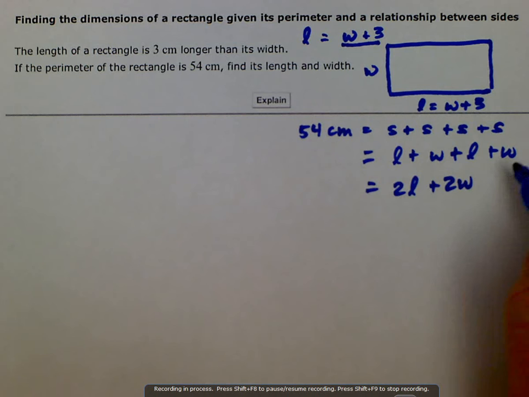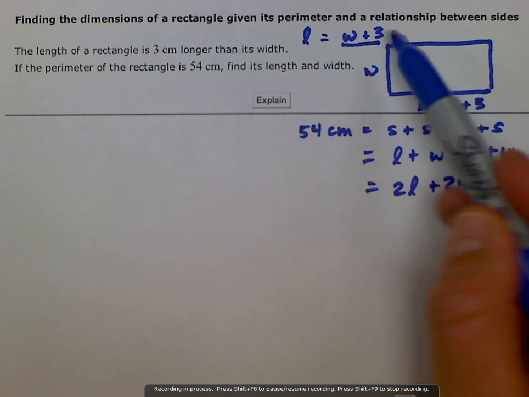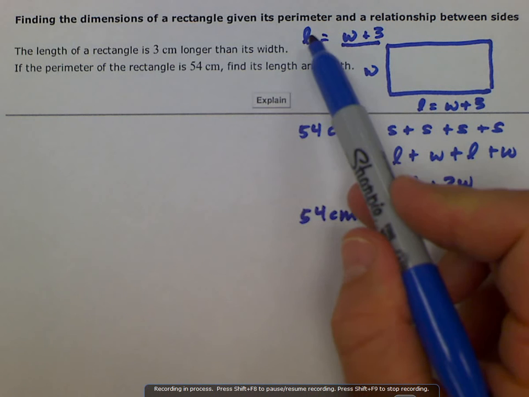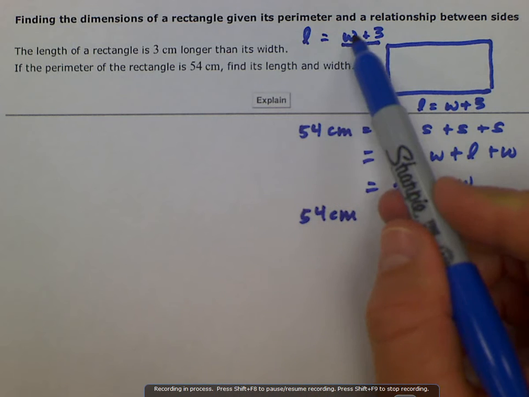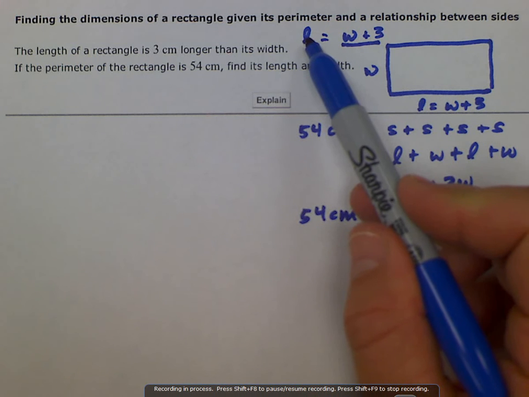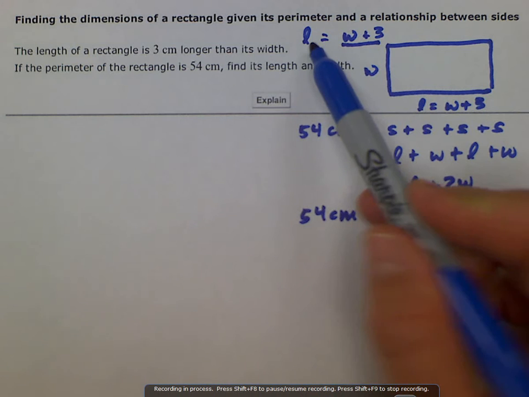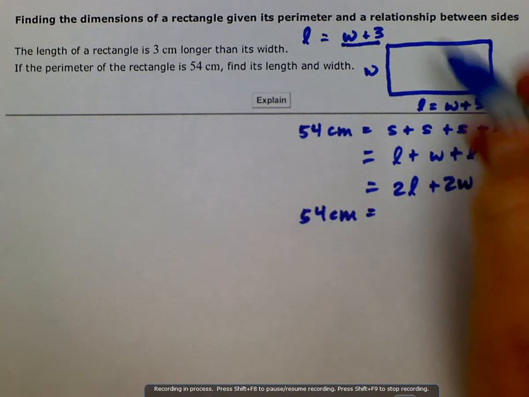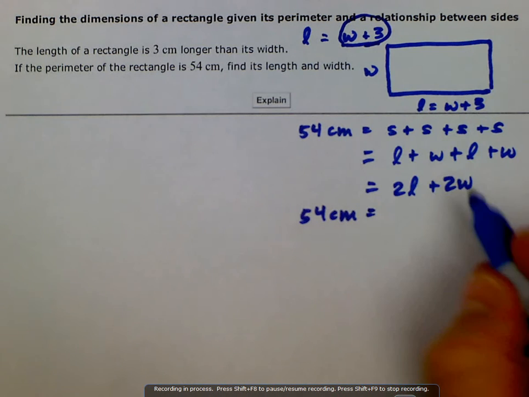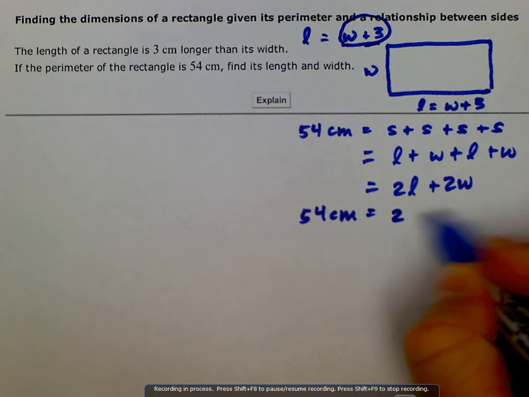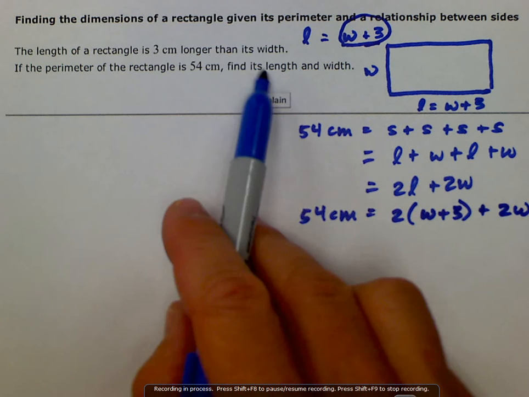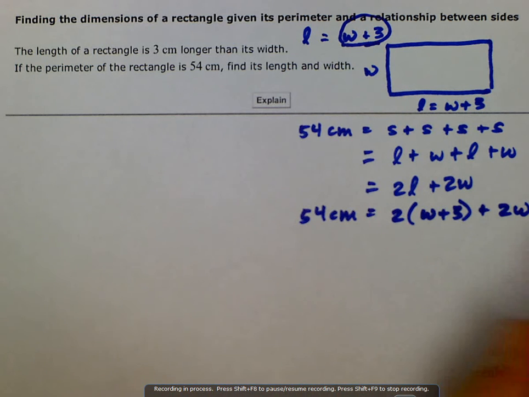But we can represent L in terms of W. So this 54 centimeters, we know the relationship here: length is equal to the width plus 3, because the length is 3 centimeters longer. So we would have to add 3 centimeters for them to be equal. So I can substitute this value of W plus 3 in for length, and then I have 2 times W plus 3 plus 2W. And it's asking to find the length and the width. This allows us to solve for W and then solve for L.